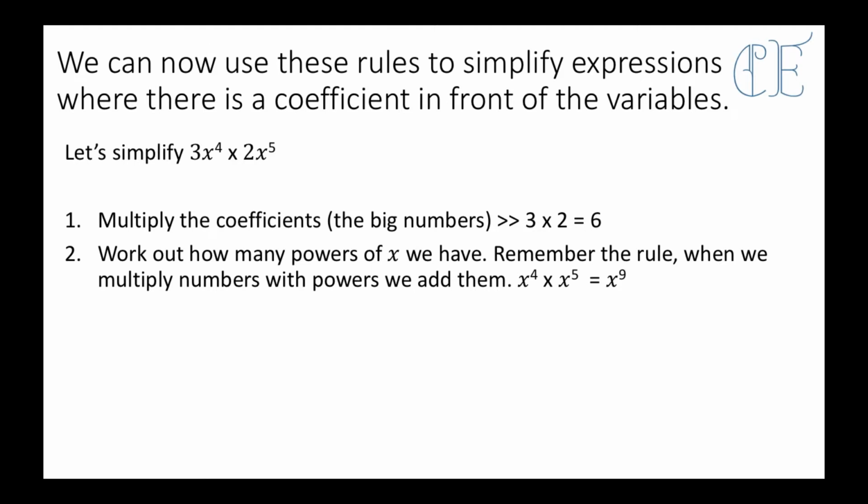So can you remember the rule, when we multiply numbers with powers, we just add them. So all we've got here is x to the power of 4, and I'm timesing it by x to the power of 5, which gives me x to the power of 9, because 5 plus 4 is 9. So we have this 6, we have this x to the power of 9, and we've simplified everything. There's nothing else I can do.